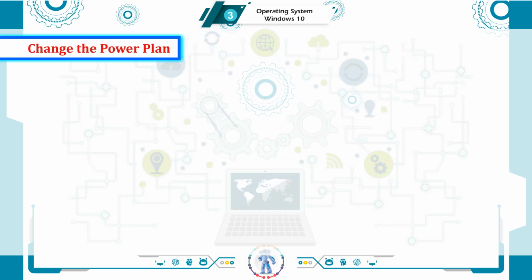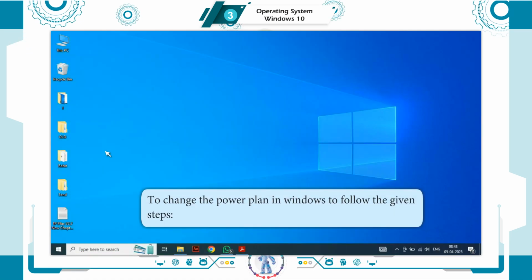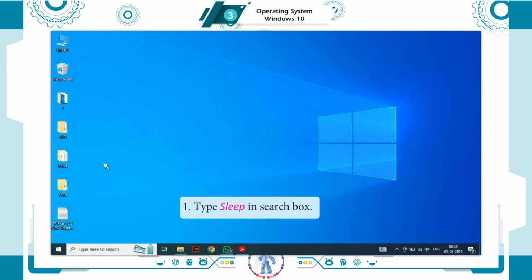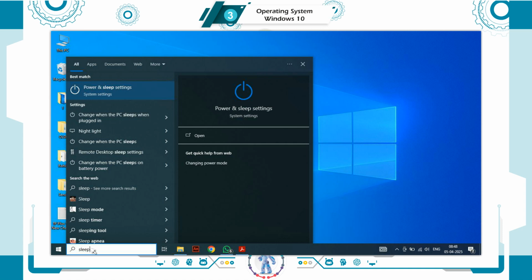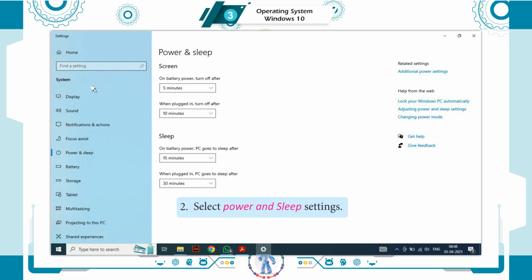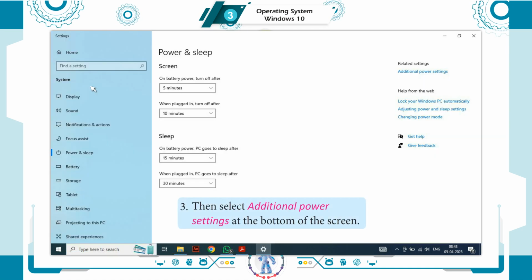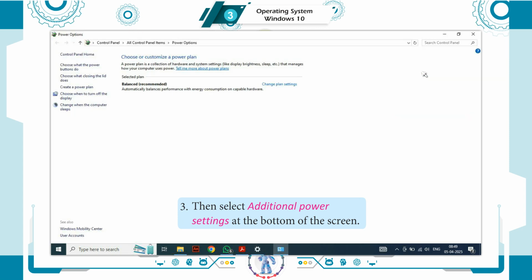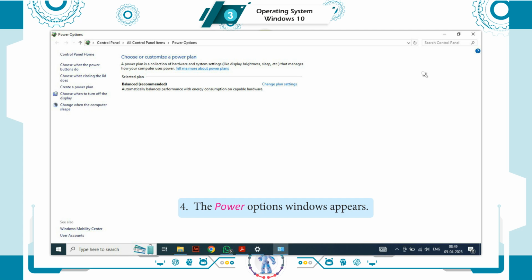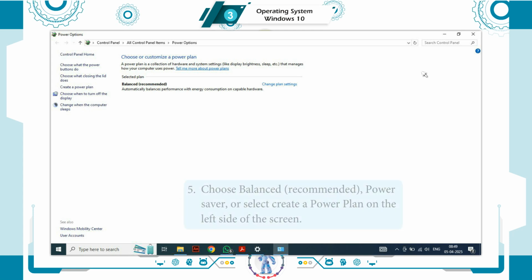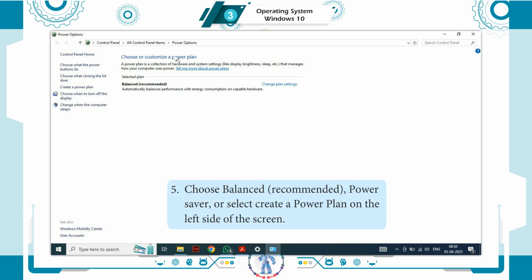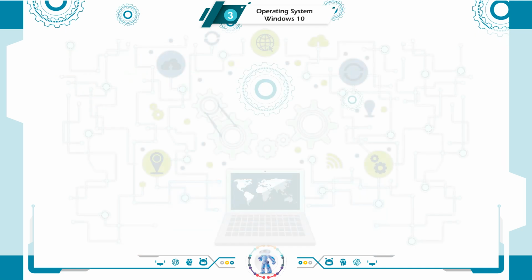Change the power plan. To change the power plan in Windows, follow the given steps. 1. Type sleep in search box. 2. Select power and sleep settings. 3. Then select additional power settings at the bottom of the screen. 4. The power options window appears. 5. Choose balanced, recommended, power saver, or select create a power plan on the left side of the screen.